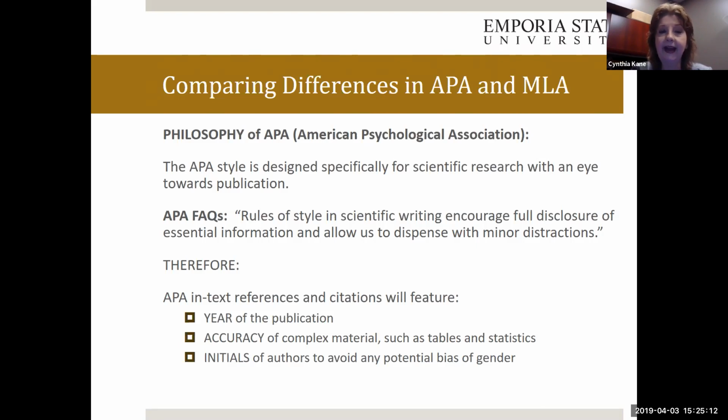We don't actually spell out the first names. So if I've written an article and it's cited in APA style, I will appear as Kane C, not Kane Cynthia. And part of that is to avoid any potential bias of gender. But the focus, again, is upon the year of the publication and the complex material. So in a nutshell, that's why APA looks the way that it does.